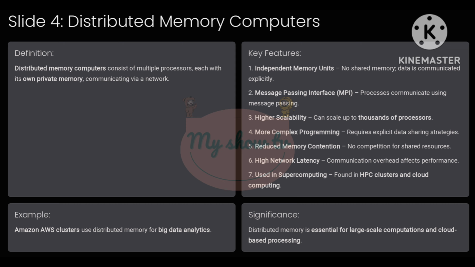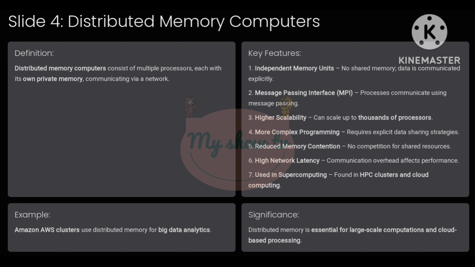Slide 6. Hybrid systems. Hybrid systems bring together shared memory and distributed memory architectures, offering a balance of speed, flexibility, and scalability. They are widely used in scientific simulations, AI training, and large-scale cloud computing. Explanation of key features. 1. Multi-level memory hierarchy. These systems incorporate local shared memory for fast data access and distributed memory for scalability.